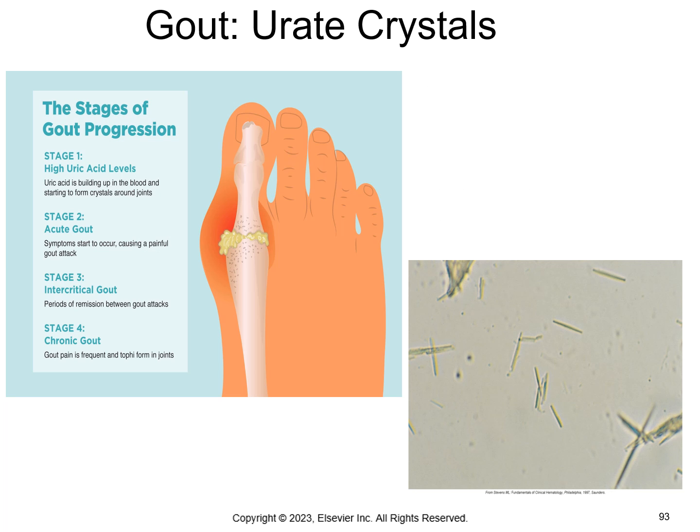This slide is showing you how the stages of gout progress. So we have this uric acid building up. Okay, symptoms start to occur, causing this attack. We may have periods of remission between the attacks, and gout pain is usually from the tophi in the joints, as you can see the tophi here, which is that yellow area in that big toe.